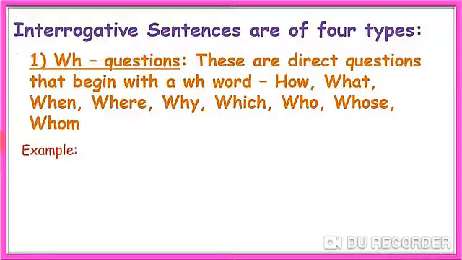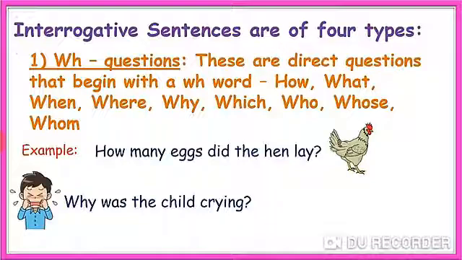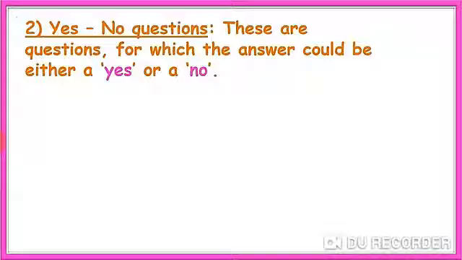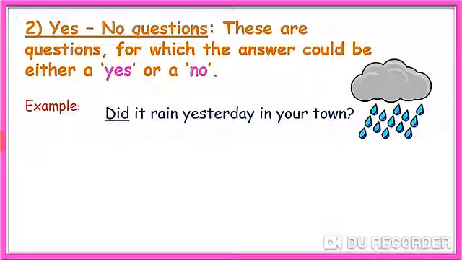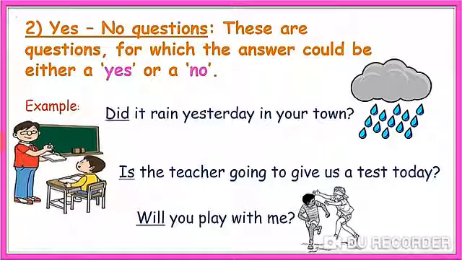For example, how many eggs did the hen lay? Why was the child crying? Where is my book? The second type of interrogative sentences are yes-no questions. These are questions for which the answer could be either a yes or a no. For example, did it rain yesterday in your town? Is the teacher going to give us a test today? Can you play with me? Now kindly notice that in all these sentences, the questions do not begin with a WH word, but instead they all begin with a helping verb.